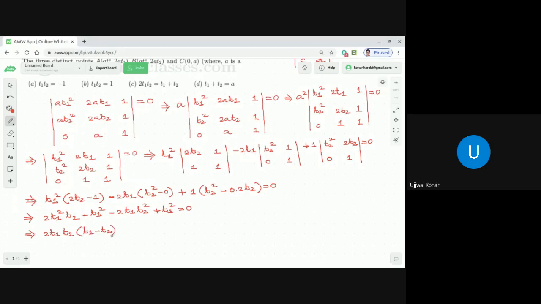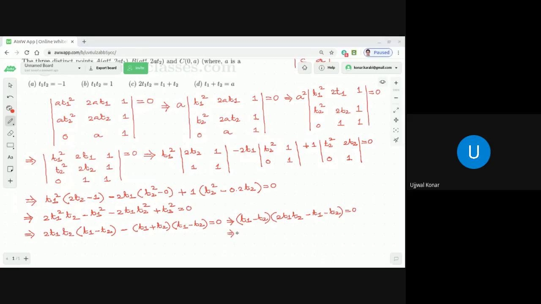t1 minus t2, and minus of t1 square minus t2 square, so it will become t1 plus t2 into t1 minus t2, that is equal to 0. So we can take t1 minus t2 common. So from here what can we write? t1 minus t2 common into 2t1 t2 minus t1 minus t2 is equal to 0.